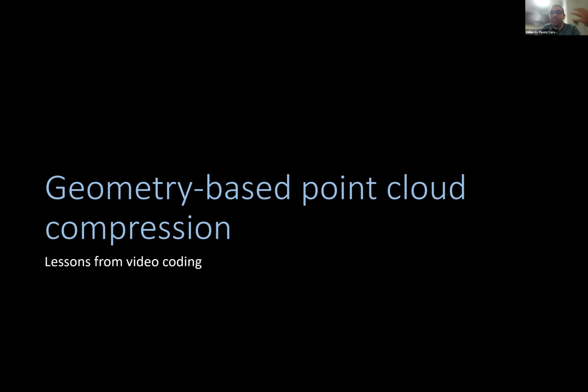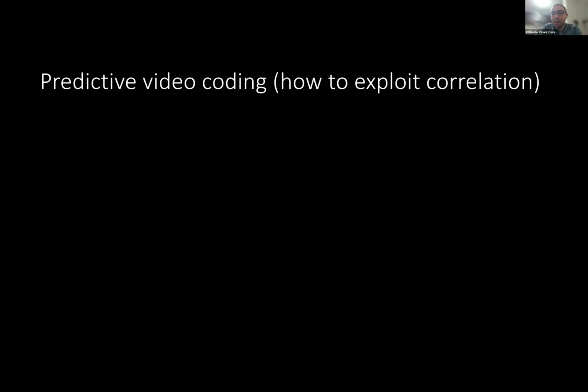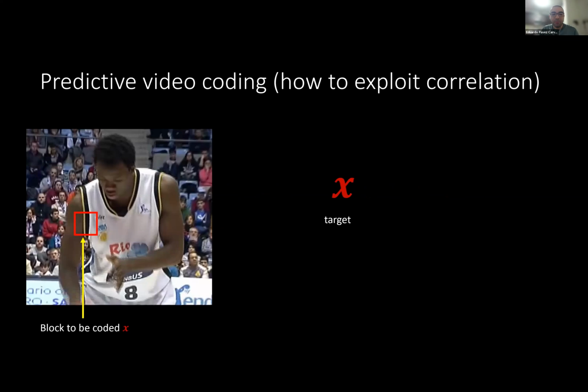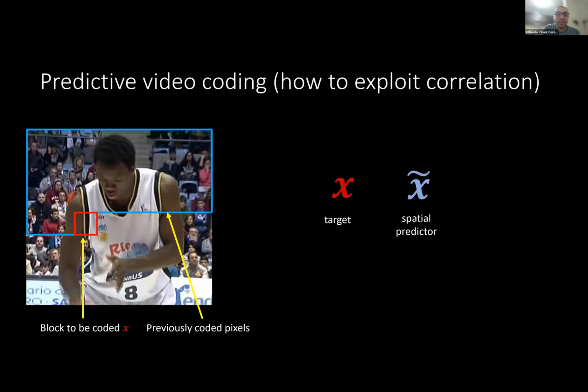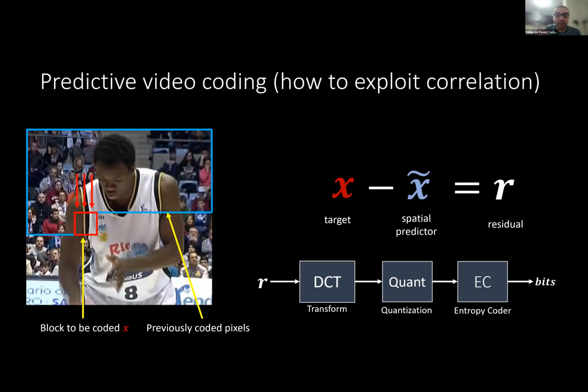So in video coding, the main tool that people use is prediction or predictive coding, which is basically just techniques to exploit correlation. So let's say you want to code in this frame that red block here, and we call this target signal X. And let's say you have a group of previously coded pixels on this frame. These are pixels that have already been compressed, and they are in this blue region. The way predictive video coding works is that using these previously coded pixels, you build a predictor for the target signal X. In this case, for example, you may use pixels above the block. And if this spatial predictor is good, then you have a residual that's probably very small, and then you can transform code this residual. A typical system would do DCT, for example, as a transform, then quantization, and then entropy coding.